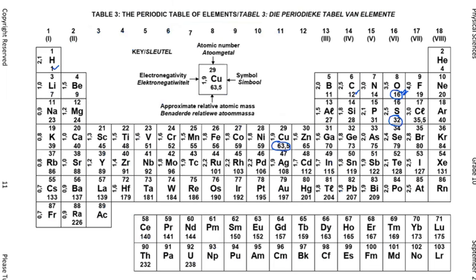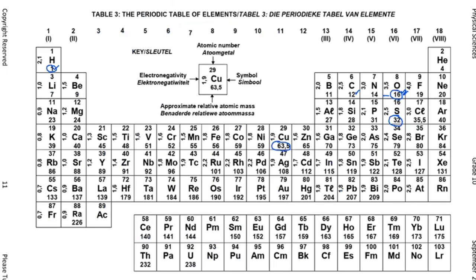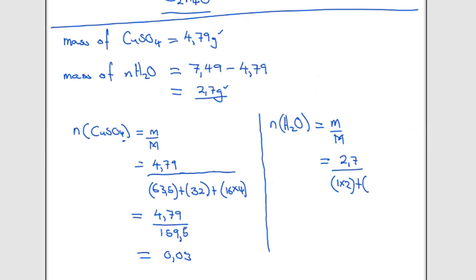So to start with, hydrogen has a relative atomic mass of 1, right? I'm going to say 1 multiplied by 2 because we're having 2 hydrogens. Then I'm going to say plus our oxygen, which we already know is 16, right? So I'm going to say plus 16. So this is the same as 2.7 all over 18, like that, right? Then I'm going to get a value of 0.15.